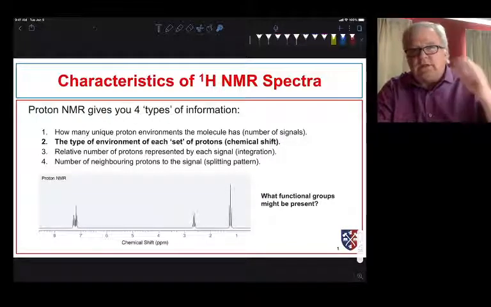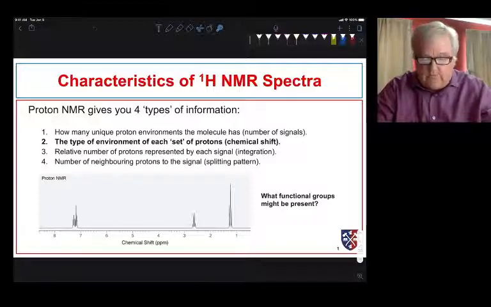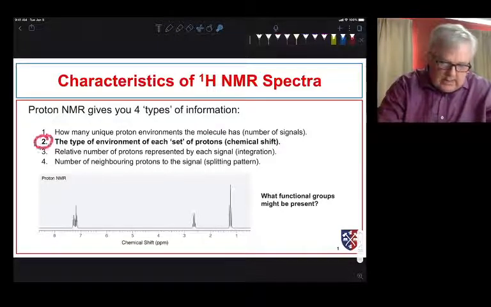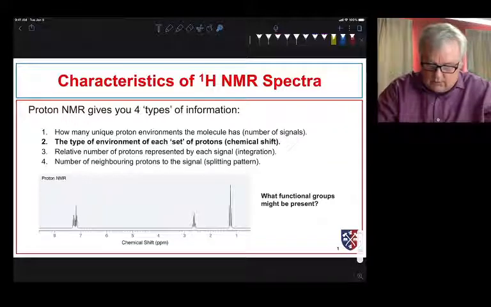They most often do. Sometimes, even though they're supposed to give different signals, it just so happens that they'll be very close and maybe you can't tell. But now we're going to take a look at the type of environment of each set of protons. We're going to take a look at what's called the chemical shift.